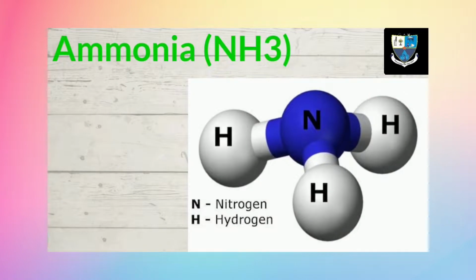Next is ammonia. Ammonia is also an example of a compound, and the chemical formula is NH3. The diagram by the side is the chemical compound structure.